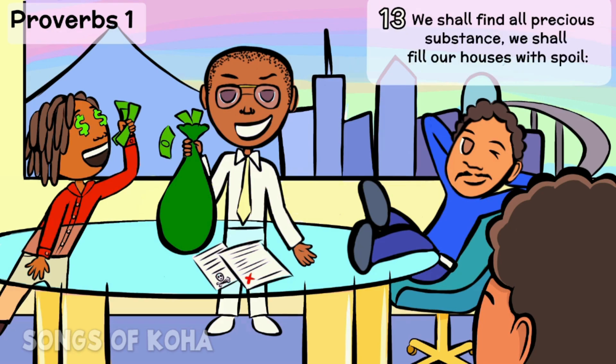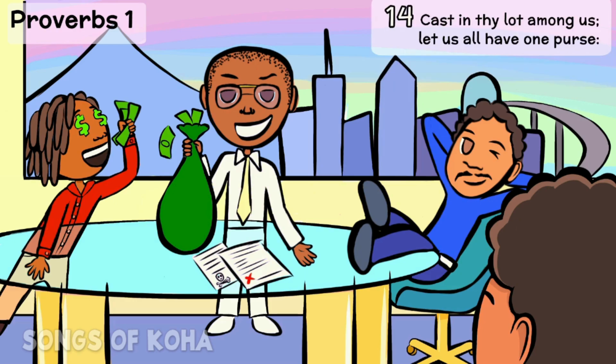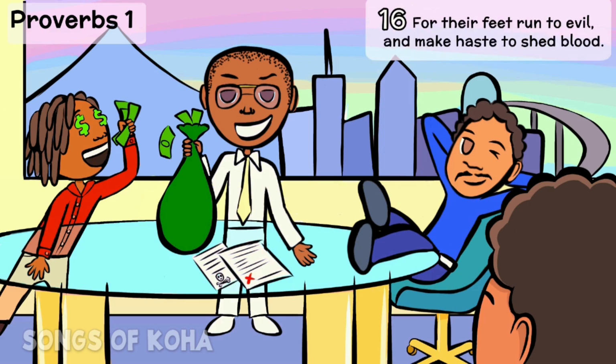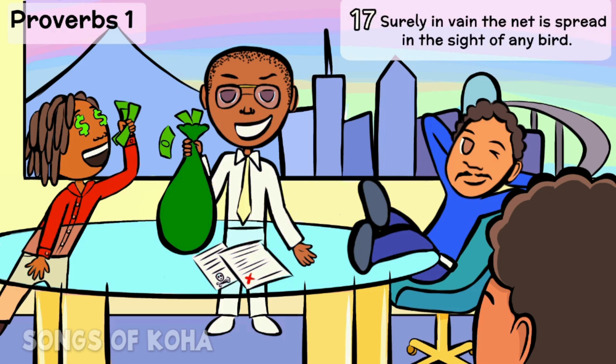We shall find all precious substance. We shall fill our houses with spoil. Cast in thy lot among us. Let us all have one purse. My son, walk not thou in the way with them. Refrain thy foot from their path. For their feet run to evil, and make haste to shed blood. Surely in vain the net is spread in the sight of any bird.